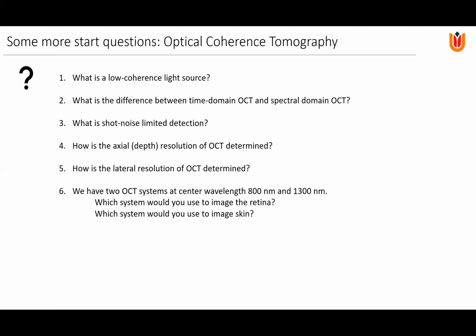Do you know how the depth resolution of an OCT system is determined? What factors determine that? Thinking about the coherence length. Yeah, please elaborate. It's the envelope of your wavelength and the lambda zero. Yeah.